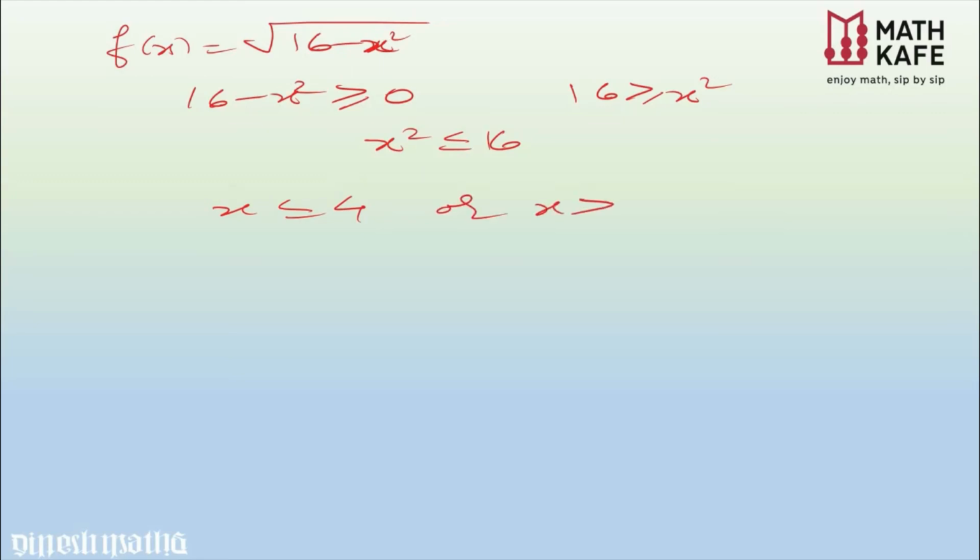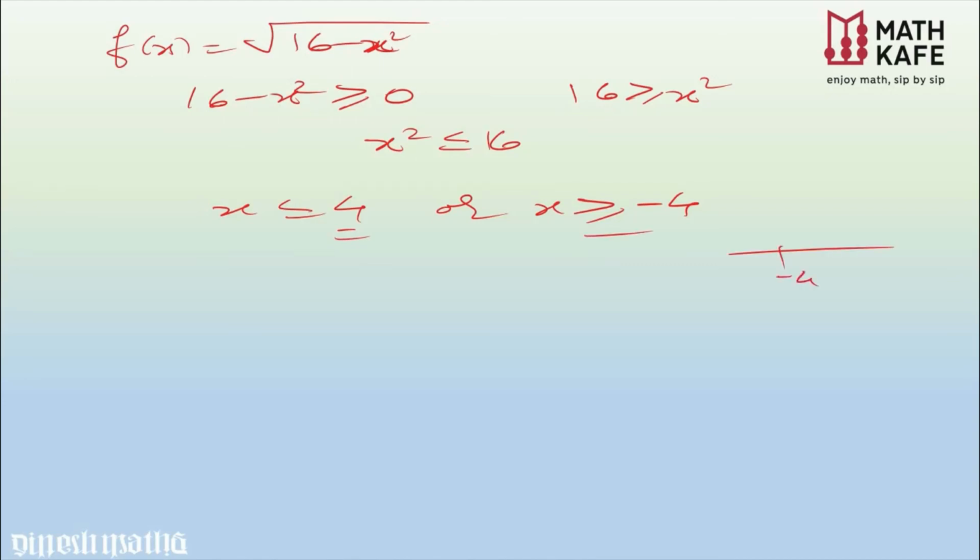f of x is equal to root of 16 minus x square. And you know that 16 minus x square must be greater than or equal to 0, as it is under the root. This is 16 greater than or equal to x square, or x square is less than or equal to 16. 16 will be 4 square, you know that. So x will be less than or equal to 4, or x will be greater than or equal to negative 4. Same inequality with the positive value and reverse inequality with the negative value.